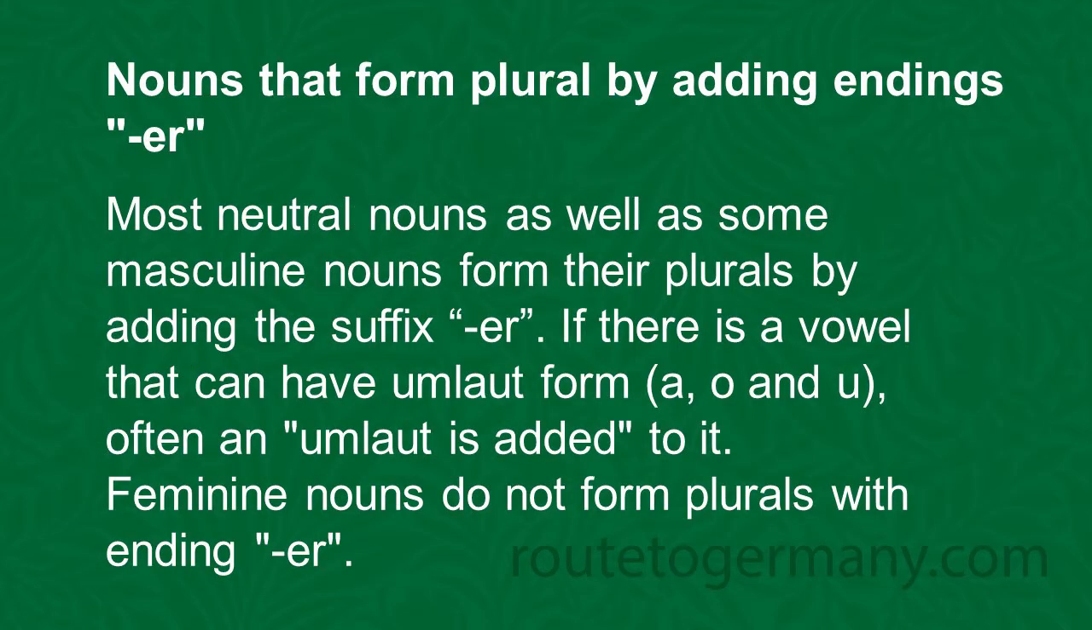Most of the neuter nouns as well as some masculine nouns form their plurals by adding the suffix er. If there is a vowel that can have an umlaut form, like a, o, and u, then often an umlaut is also added to it. Feminine nouns do not form plurals with the ending er.